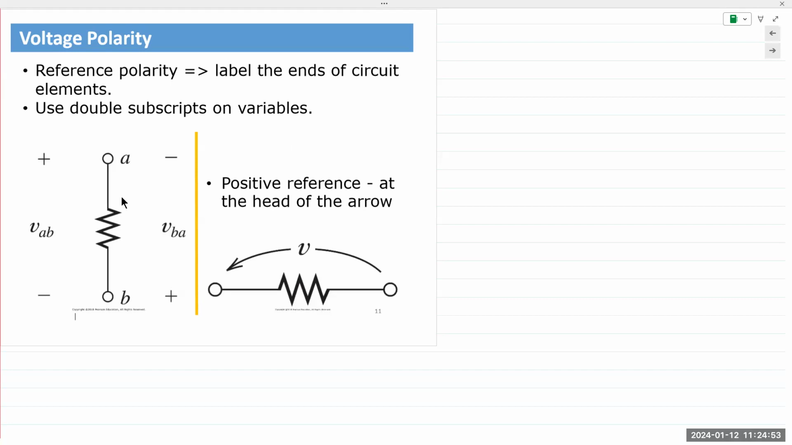And as with the current direction, I could write VAB is simply minus VBA, or VBA is minus VAB. Let's take a 10-second pause. Think over it. Let me know if you have any questions.